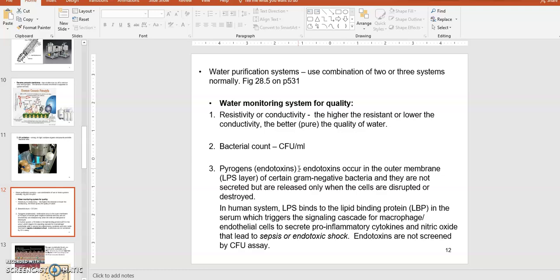So pyrogens are endotoxins. Those are broken cell wall debris from gram-negative bacterial cells. They are made up of lipopolysaccharide layers. So they are very toxic substances that can induce sepsis in human patients if endotoxins are injected into the human body. Since you'll be making injectable drugs, parenteral drugs, your drug should not be containing any of these pyrogens or endotoxins. So you need to measure how much of pyrogens are still found in your water, pure water.